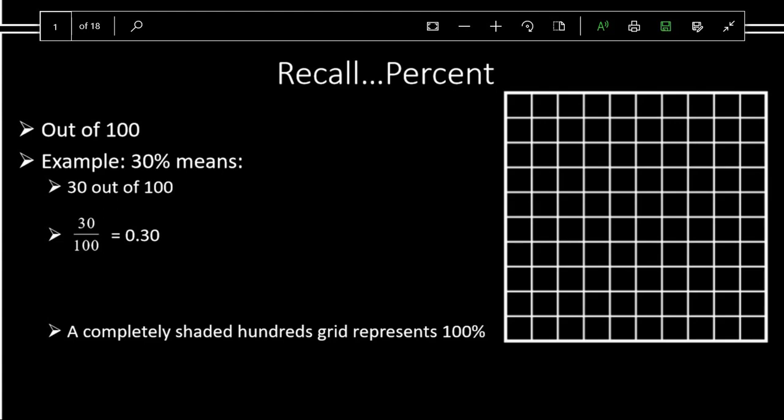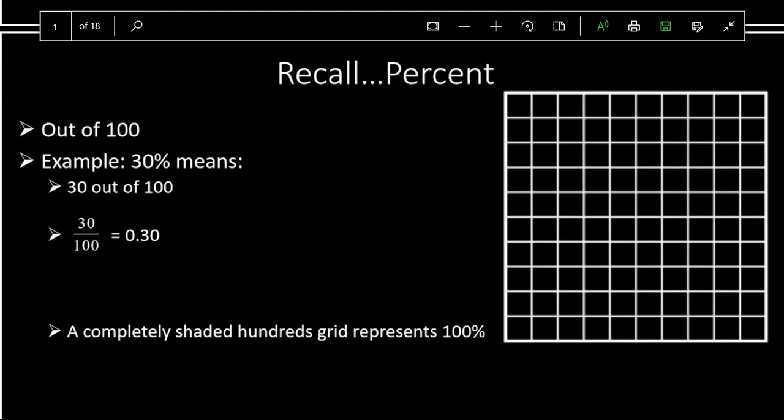So remember, percents are always out of 100. For example, if we say 30%, what that really means is that it's 30 out of 100. So if you're taking a test and there's 100 questions on your test because your teacher is mean and they gave you a whole bunch of questions and you only get 30% on that test, that means you only got 30 of those 100 questions correct.